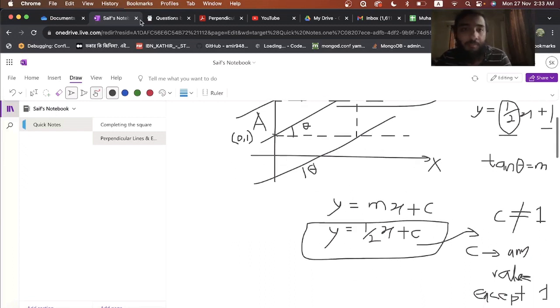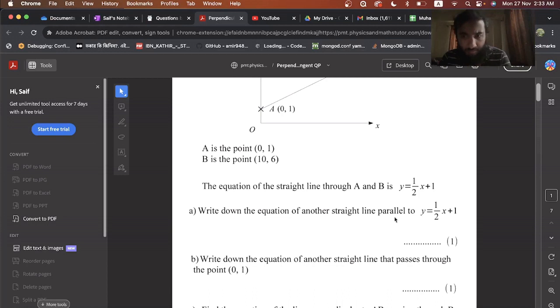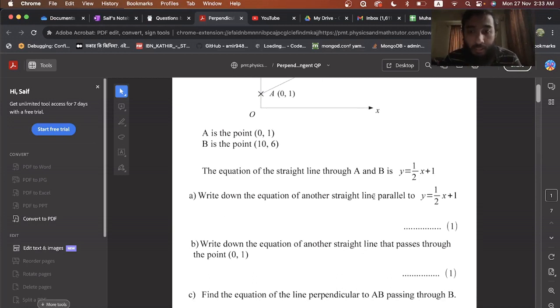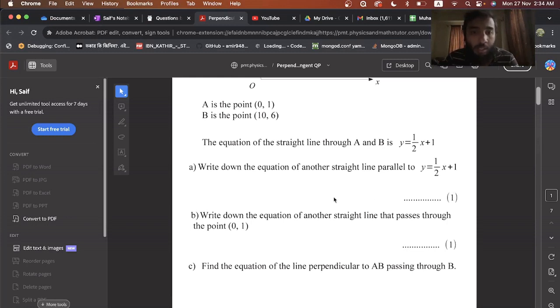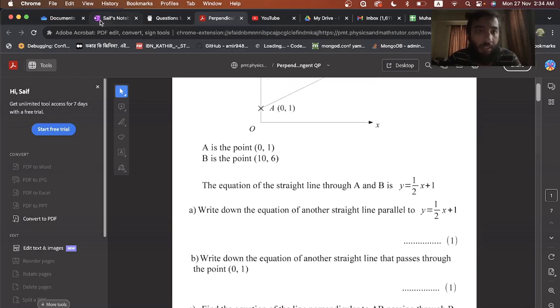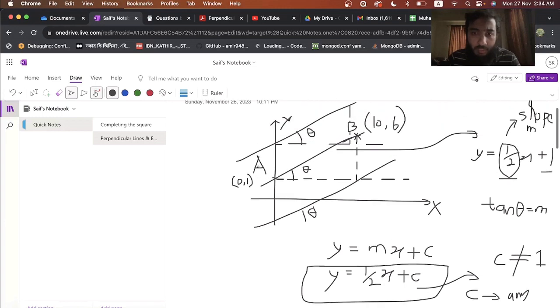So this is the answer: I have to find the equation that has slope half, so y equals half x plus a constant which is not 1, anything but 1. For B, it says write down the equation of another straight line that passes through the point (0, 1). If I look at this graph again, at this point (0, 1), I have to find a straight line that passes through this point.